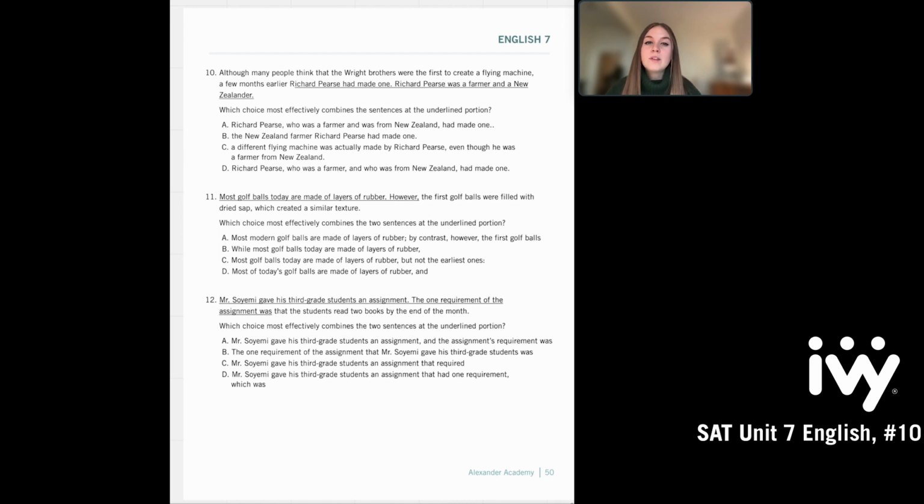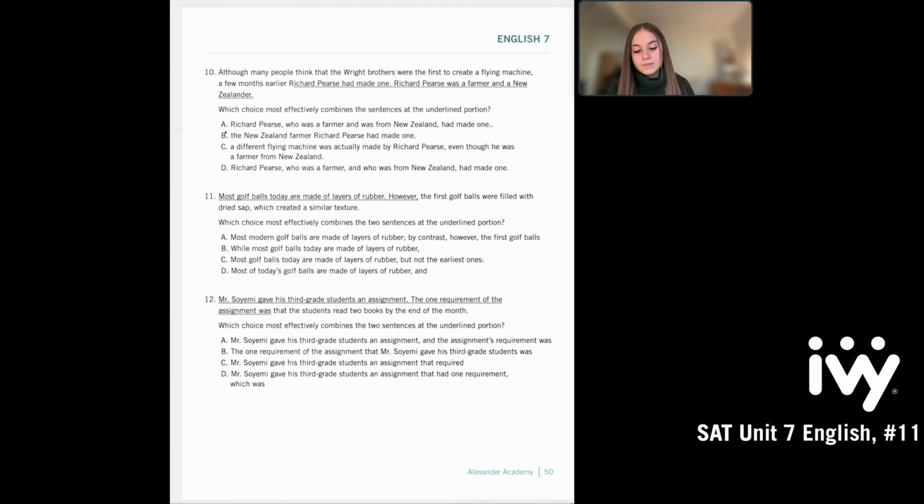Number 10. Although many people think that the Wright brothers were the first to create a flying machine, a few months earlier, Richard Pearce had made one. Richard Pearce was a farmer and a New Zealander. Again, we're being asked which choice most effectively combines the sentences at the underlined portion. Answer choice B uses the fewest words. As we can see, that's the shortest option and avoids repeating the name that is mentioned in the sentence.